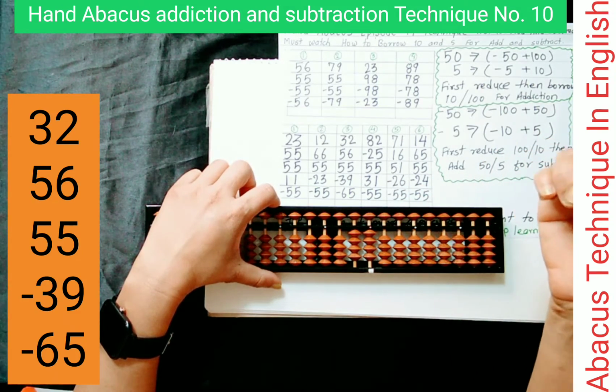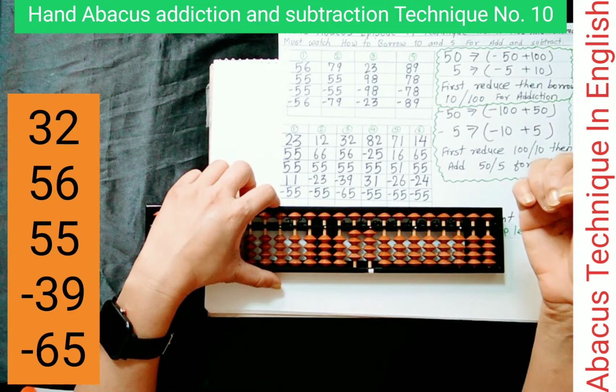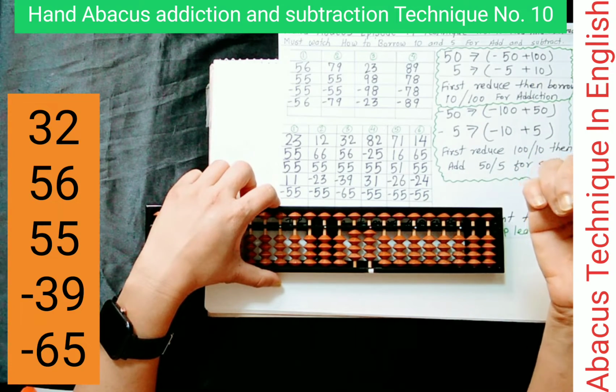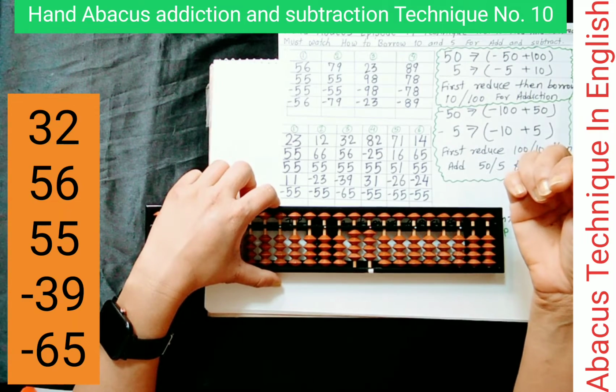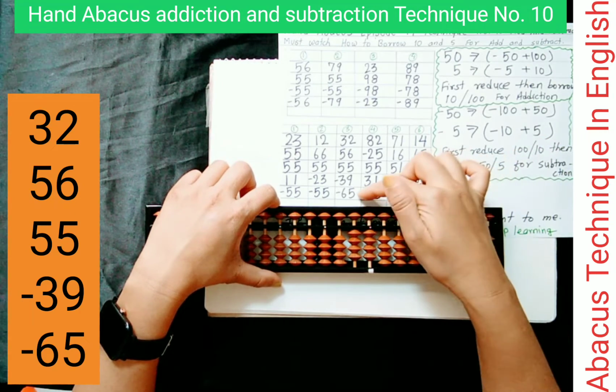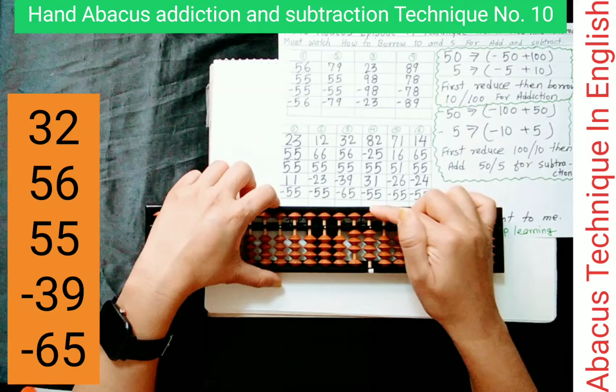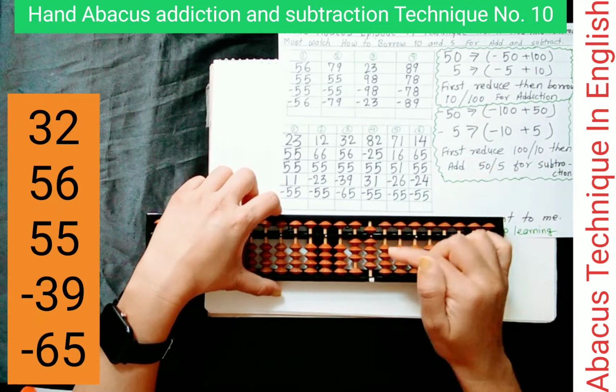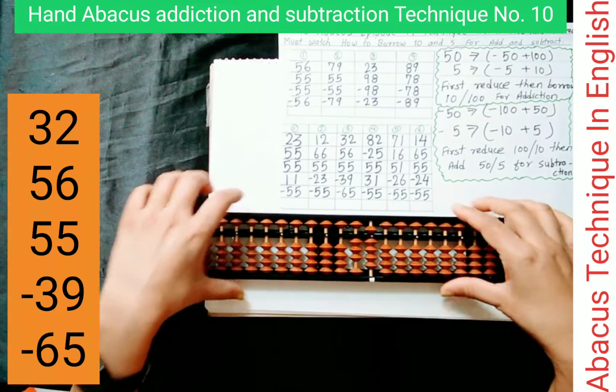This is how the borrow 10 technique works. Please check my episode to know in detail. And next is reduce 5, reduce 10, add 5. Answer is 39.